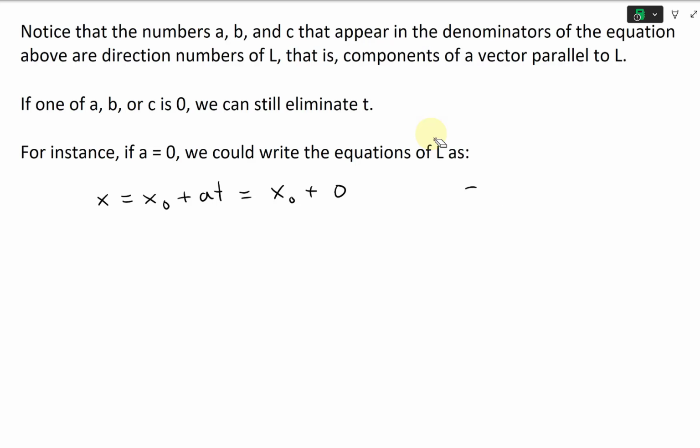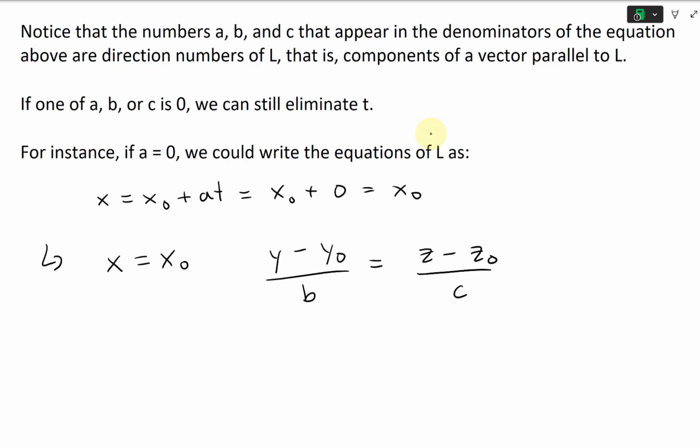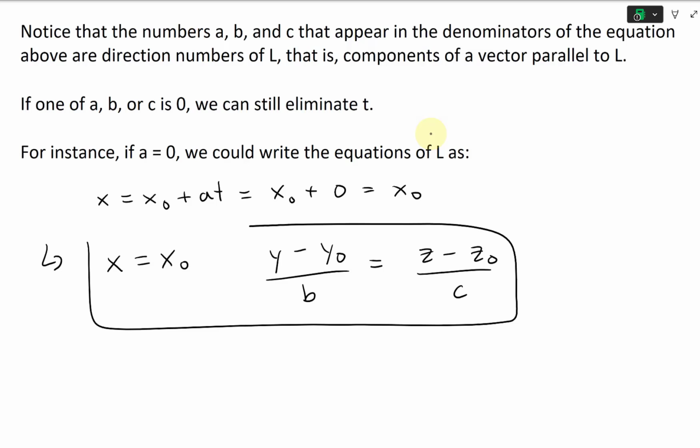I'll do that after, just for completeness. This equals x naught. So what we get is the equations x equals x naught, and then we have the symmetric equations y minus y naught over b, because these ones are non-zero, and then z minus z naught over c. And there's our new symmetric equations.